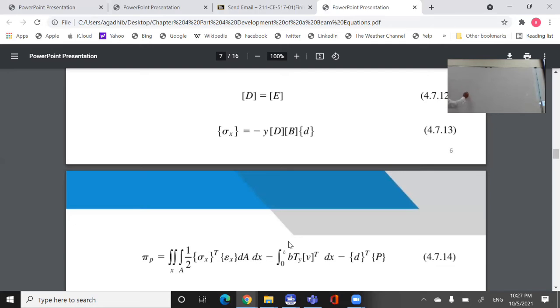Okay, integral B transpose B dx, and then times D, right? This is your K. This is your stiffness. So the only thing you need to do to find K is just to find the second derivative of the shape function and multiply them together.